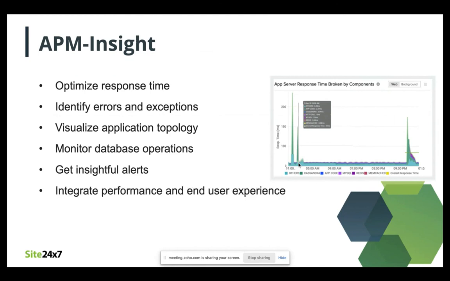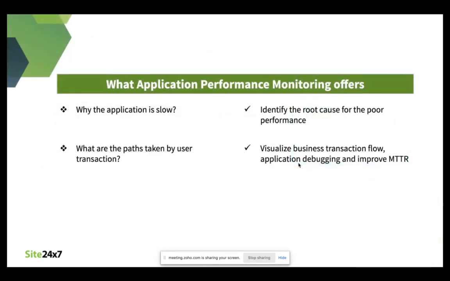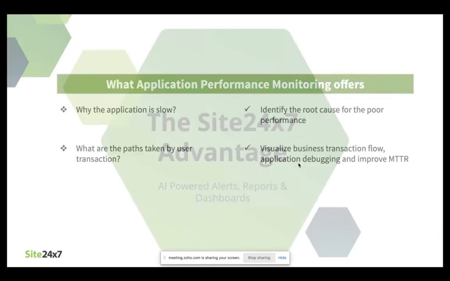So it will help them to get insightful alerts on the performance, response time, errors and exceptions by setting a threshold. And you can also integrate the real user monitor with the application performance monitoring insight 24/7, and you can analyze both the front-end and back-end user experience in the same window. So that is what application performance monitoring is. It will help you to identify the root cause for the poor performance, and will help you to visualize the transaction flow, to debug the application and to reduce the mean time to repair value.